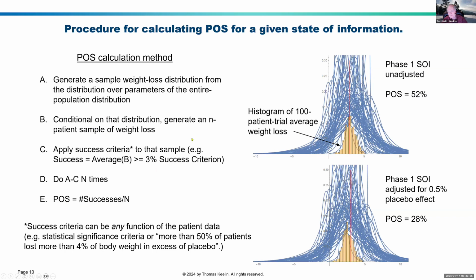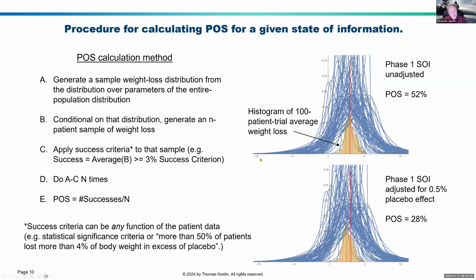If we did that based on the unadjusted phase 1, we end up with a probability of success of 52%. And you can see here the histogram of the average weight loss for each of the 100 patient samples. And in the middle of that, you can see the success criterion, and the probability of success is just a little bit greater than 52%. If you did the other case, assuming the 5% placebo effect for phase 1, you end up with a probability of success around 28%. So this is a way to do it.